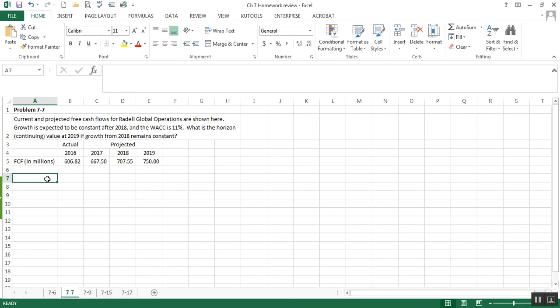Looking at problem 7-7, current and projected free cash flows for Riddell Global operations are shown here. Growth is expected to be constant after 2018 and the WACC is 11%. What is the horizon value at 2019 if growth from 2018 forward remains the same? So first we need to figure out what our growth ratio is from 2018 to 2019. To do so, we would simply take 19 minus our free cash flow for 18 divided by our free cash flow for 18. Our growth rate is 6% going forward.